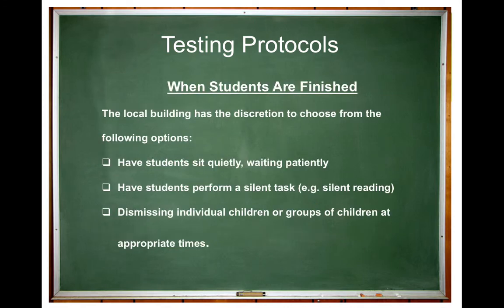When individual students finish with their testing sessions, there are 3 options a school has to choose from. Testing staff may choose to have students sit quietly at their desks or testing stations, waiting patiently for their peers to complete testing. Another option would be to allow the students to perform a silent task. For example, as per Illinois' direction in the appendix of the PARCC Test Administrator Manual, schools do have the option to allow their students to read silently after a testing session. Finally, schools may also choose to dismiss individual children or groups of children at an appropriate time. Ultimately, the decision is the school's to make.